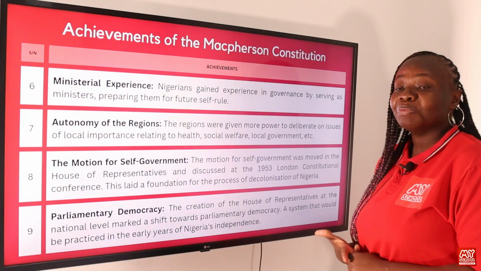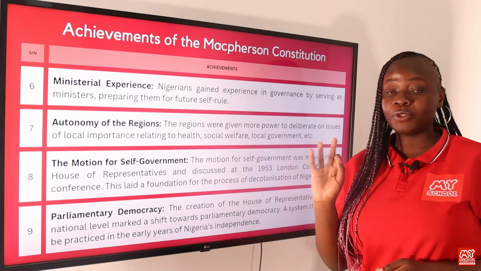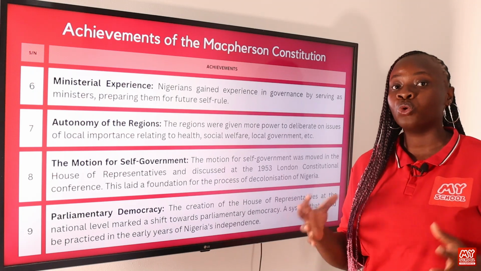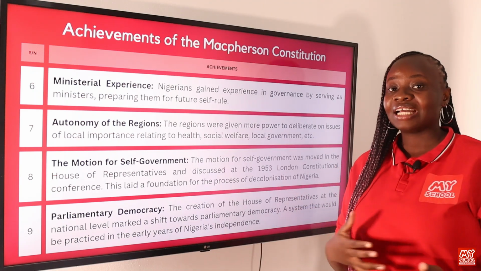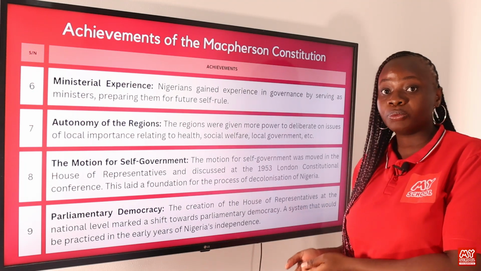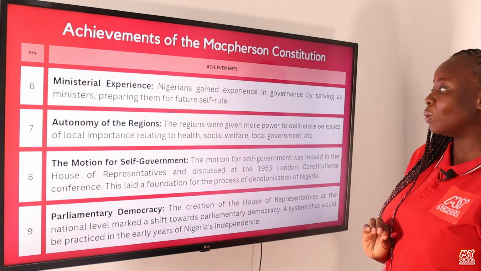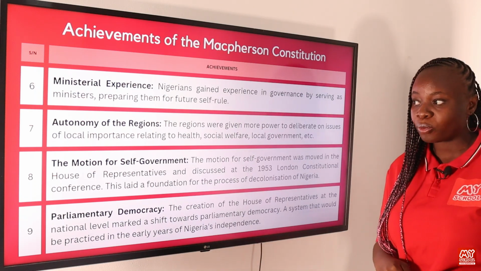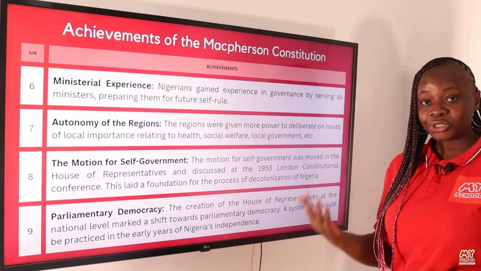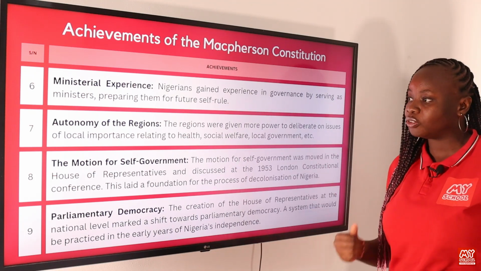All right, so another achievement is ministerial experience. Nigerians gained experience in governance by serving as ministers, preparing them for future self-rule. So the fact that they were given more responsibility allowed them to understand how a government should run. And this was what gave them the opportunity to practice their leadership skills so that they will be able to use them when Nigeria gained independence. Then there was also autonomy of the regions. The regions were given more power to deliberate on issues of local importance relating to health, social welfare, local governments, and so on. So the regions were allowed to make laws and execute policies that are specific to the needs of each of the regions.